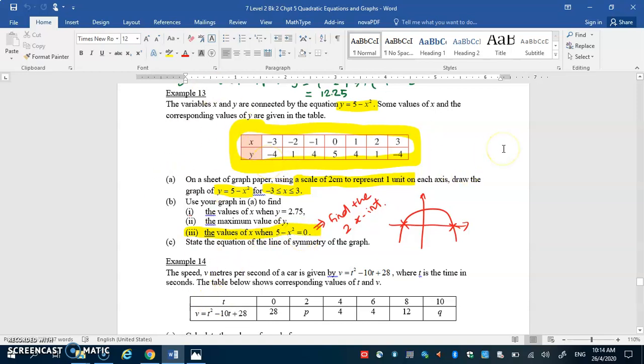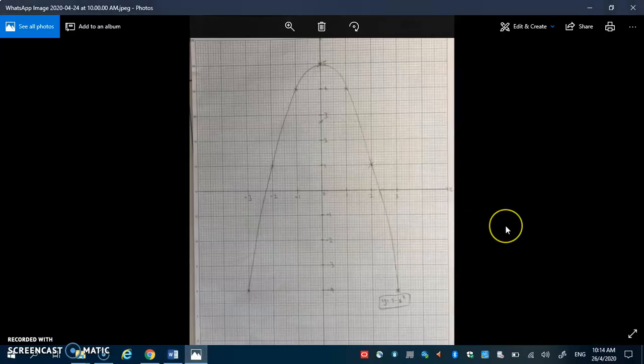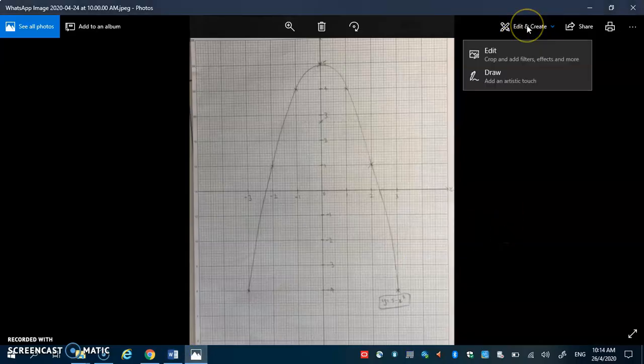For this question, the equation is y equals 5 minus x squared. A table of values is given with 7 points, and the scale given is 2 cm to 1 unit for both axes, and the range of values of x goes from -3 to 3. So this is how your graph is supposed to look. Let's see whether you have drawn it correctly. You can look at your own graph.